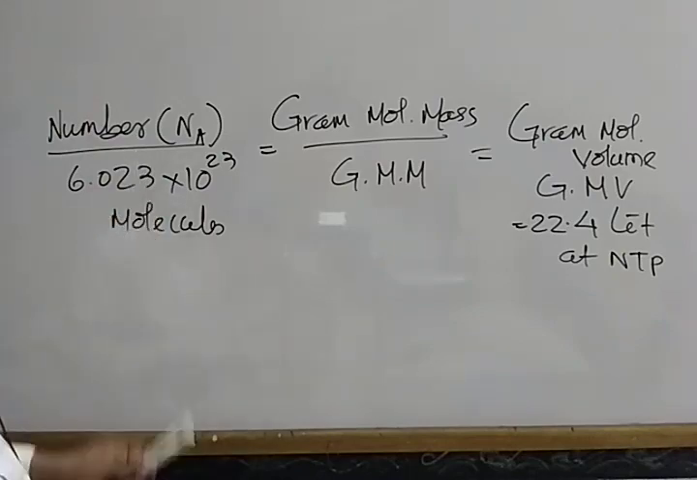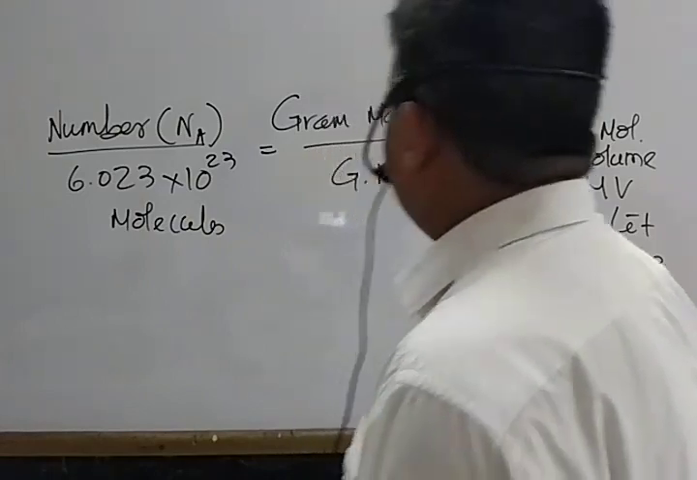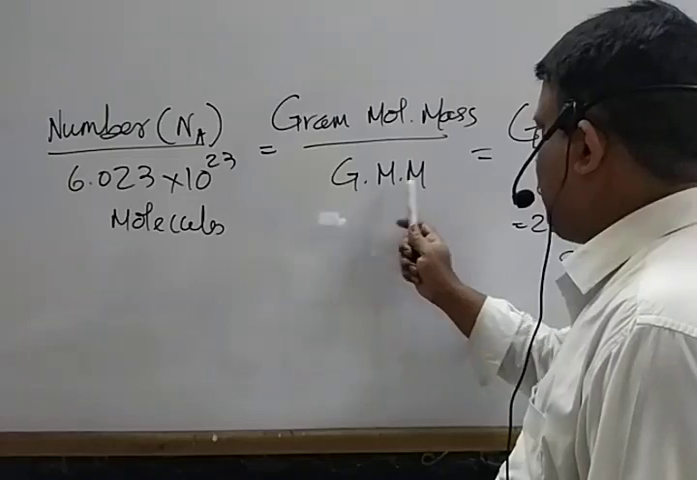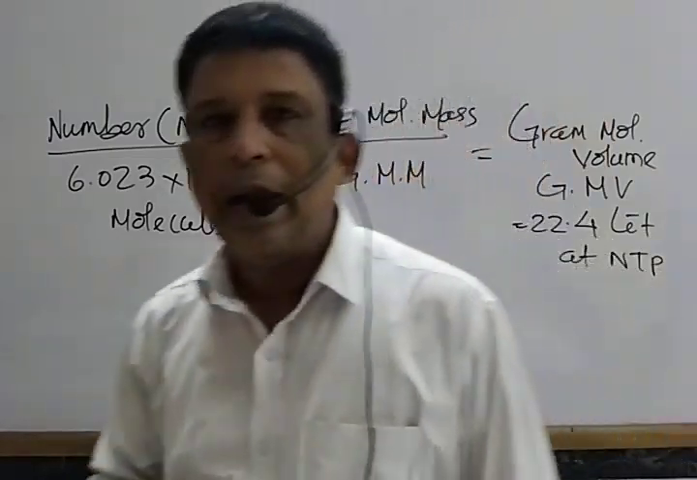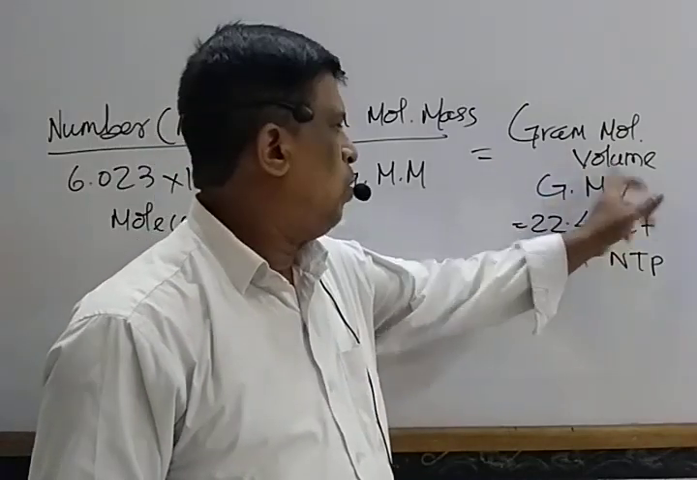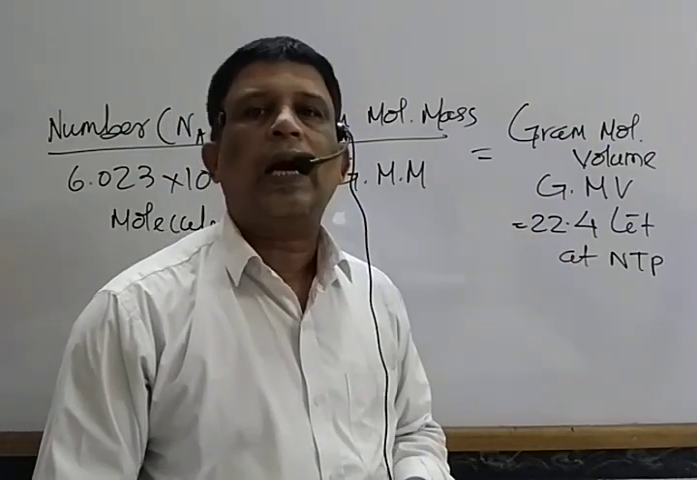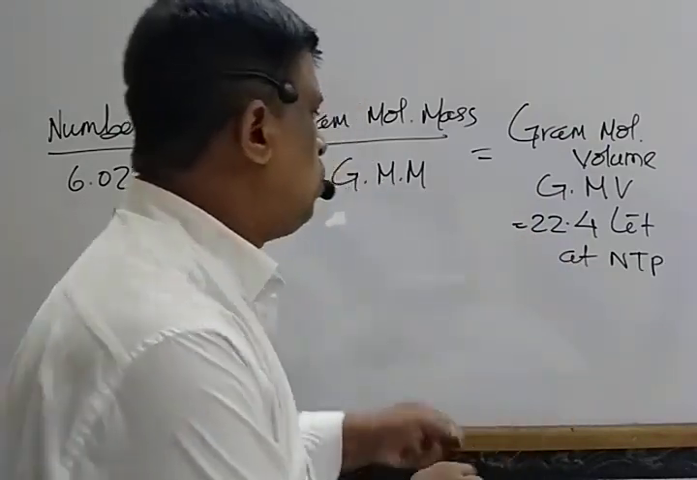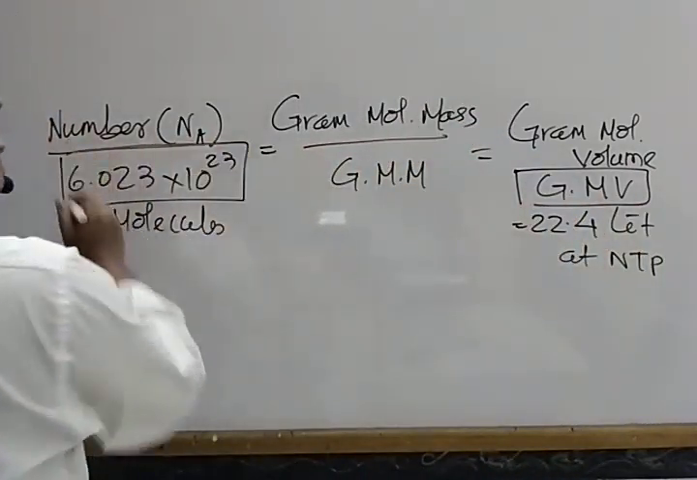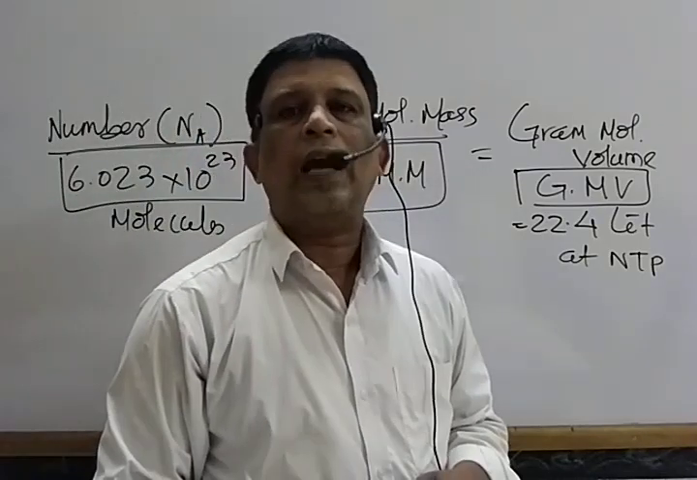That is the number equivalent to 6.023 10 to the power 23, that is the number of molecules, is equivalent to gram molecular mass, that is GMM. It is not a fixed variable depending upon the type of molecule. The last one is gram molecular volume, GMV. It is fixed, that is 22.4 liter at NTP. So these two terms are fixed, that means gram molecular volume and the number. These two terms are fixed, and this one is a variable depending upon the type of molecule.